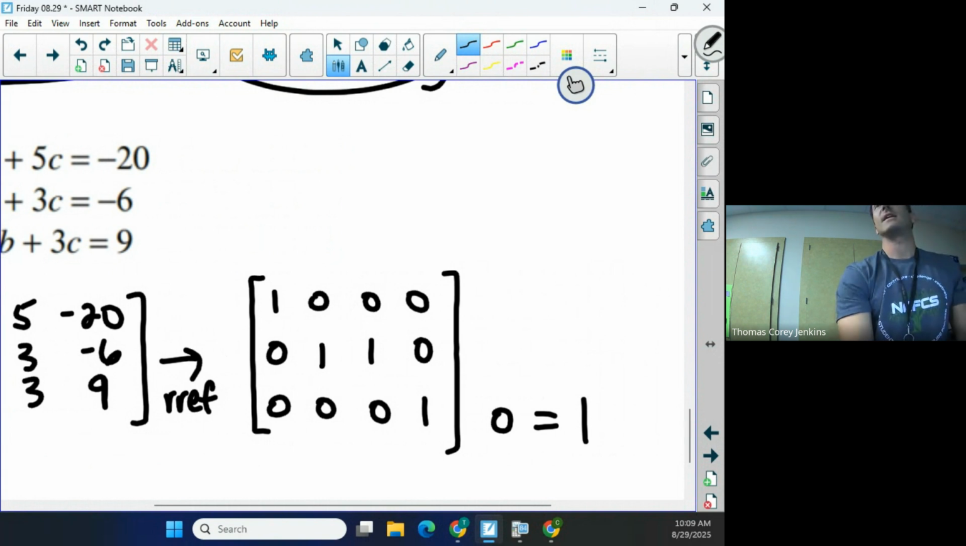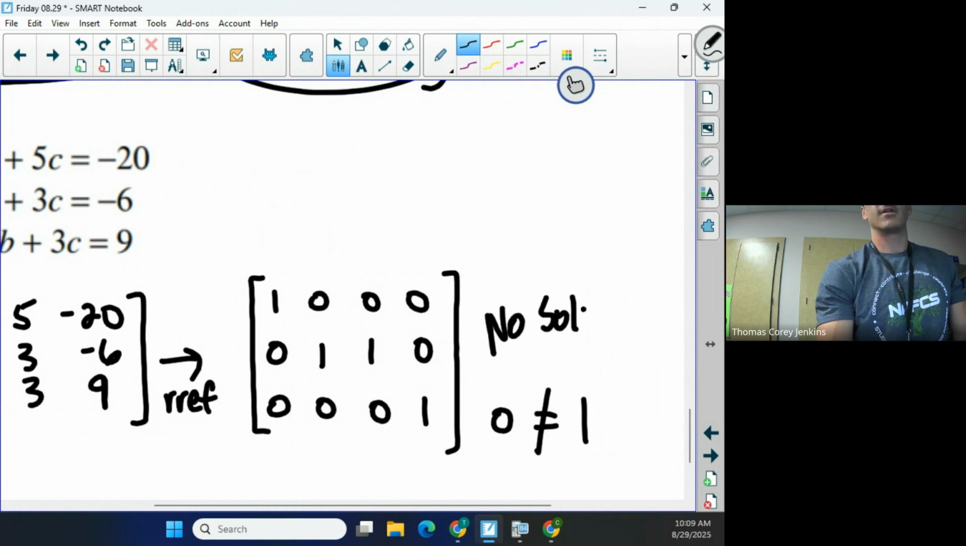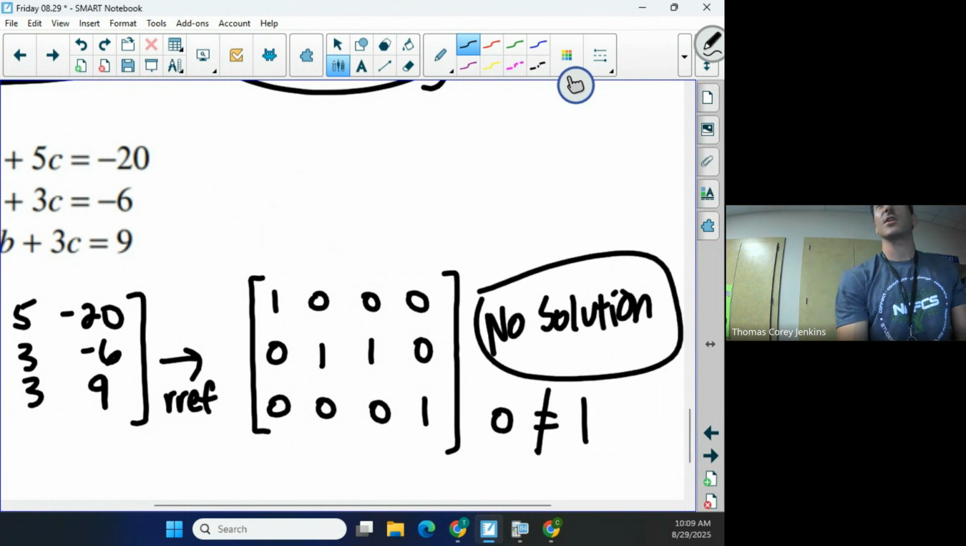Anybody remember what that means? It's a special case. Would that be IMS or no solution? No solution. 0 does not equal 1, so this is what a no solution looks like. We're going to have to cover this a little more in depth on Tuesday. I'll show you the IMS thing, but that's a little preview.